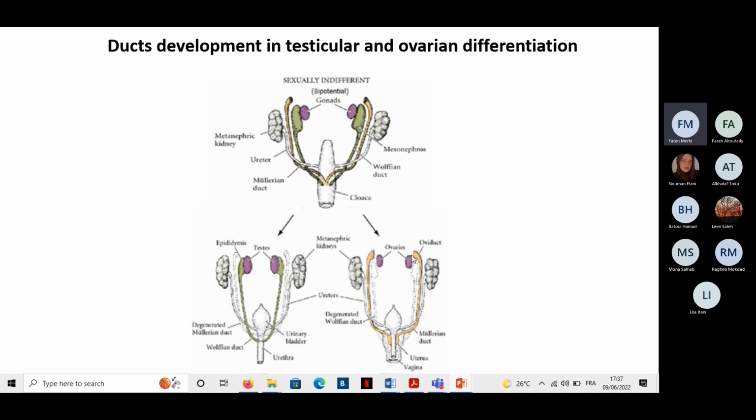Okay, in the females, since there is no Sry gene, we didn't have testicular development, there is no testosterone. So in the absence of testosterone, the Wolffian ducts will disappear and the Mullerian ducts will be maintained, okay, and will develop to give the internal genital organs of the female: the oviducts, the uterus, the upper part of the vagina, the cervix, okay.